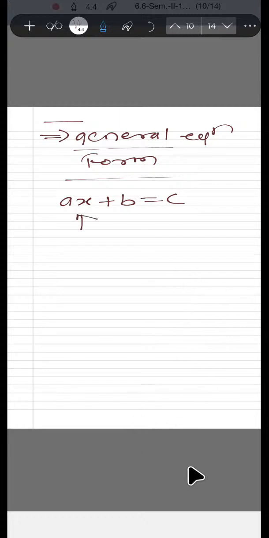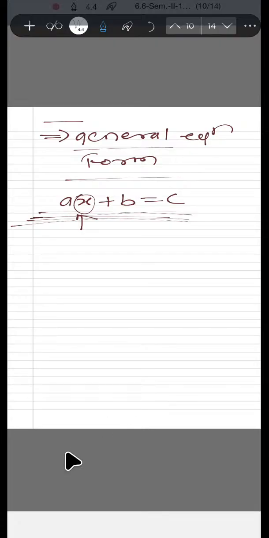Here you can see there is only one variable, and that is the general equation of a linear equation, a straight line. It means if any equation is representing a straight line having only one variable, then it must be in this form. Okay, how to solve it, that is the main question. It's very easy. If you know the simplification rules, then you can easily solve a linear equation in one variable.